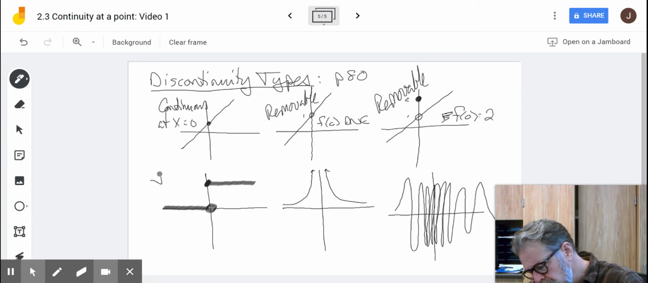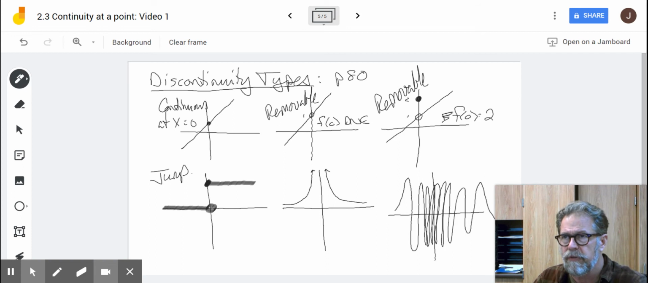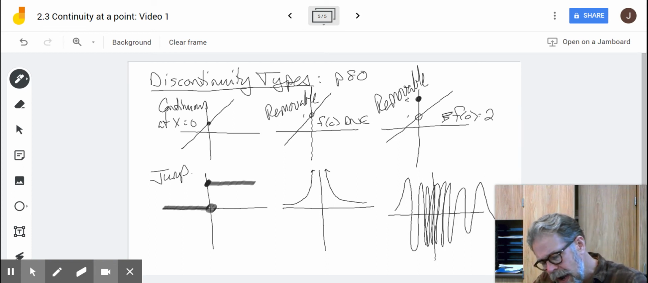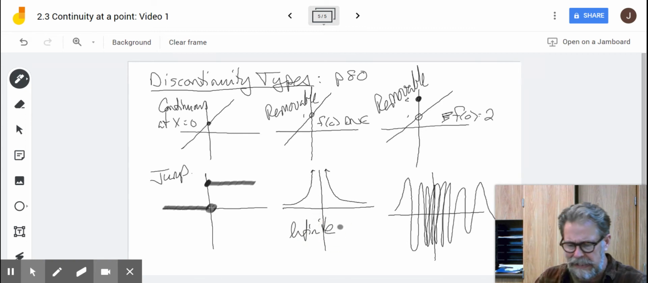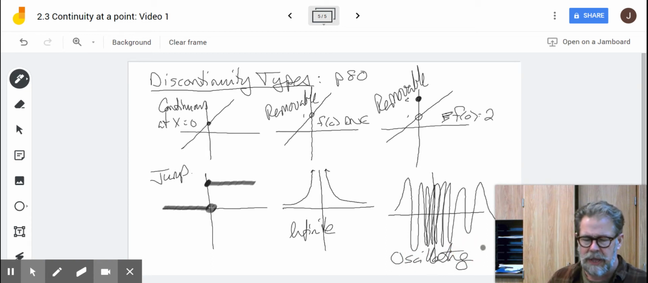This is called a jump discontinuity, and this is not fixable. The only way to fix this one would be to shift a whole part of the function up or down. This is an infinite discontinuity, and again, not fixable because, what do you do? This goes to infinity on either side. There are no limits, so you can't say we could just make it continuous, because the limit does not exist. And this is called an oscillating discontinuity, and we're never going to talk about this again in this class, but be aware that it does exist.